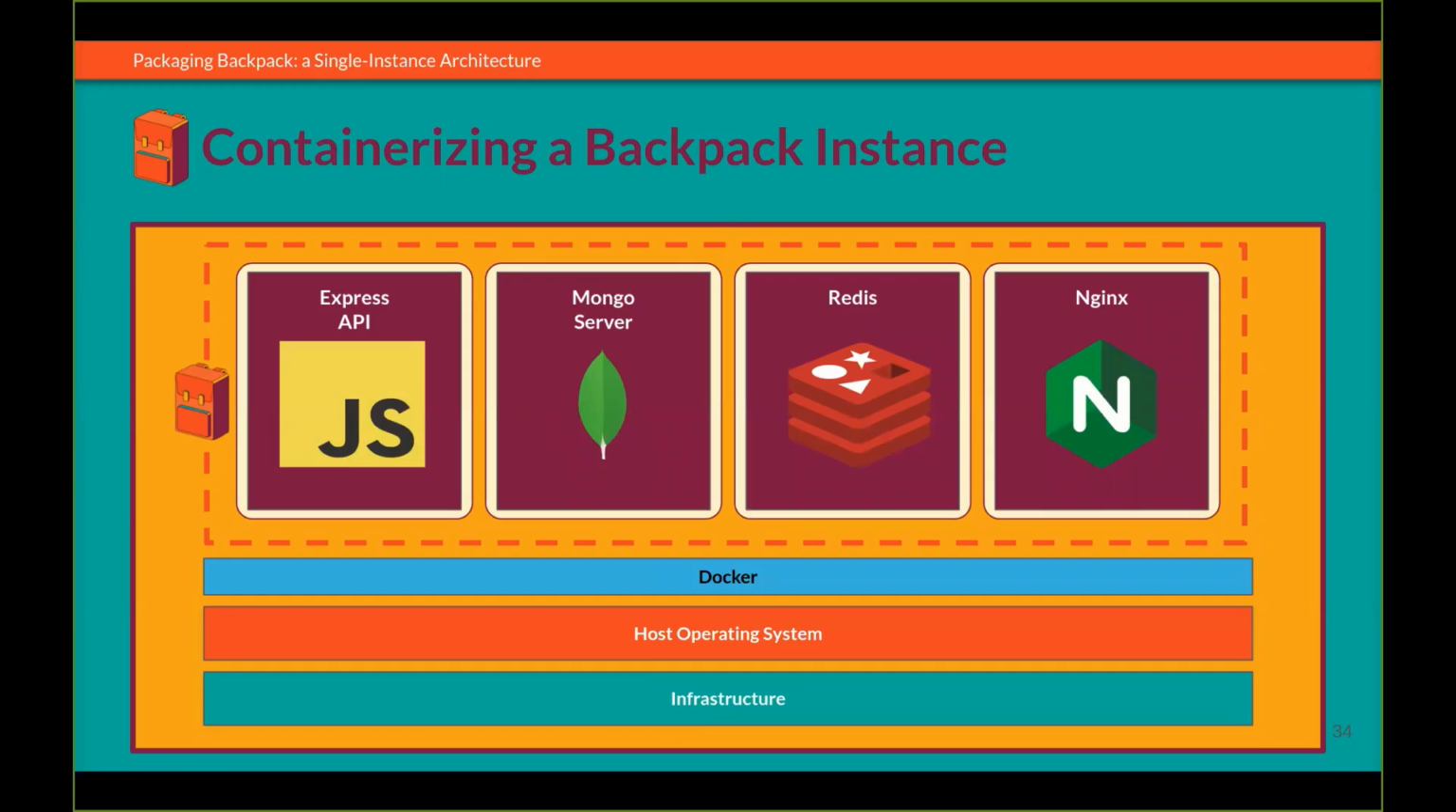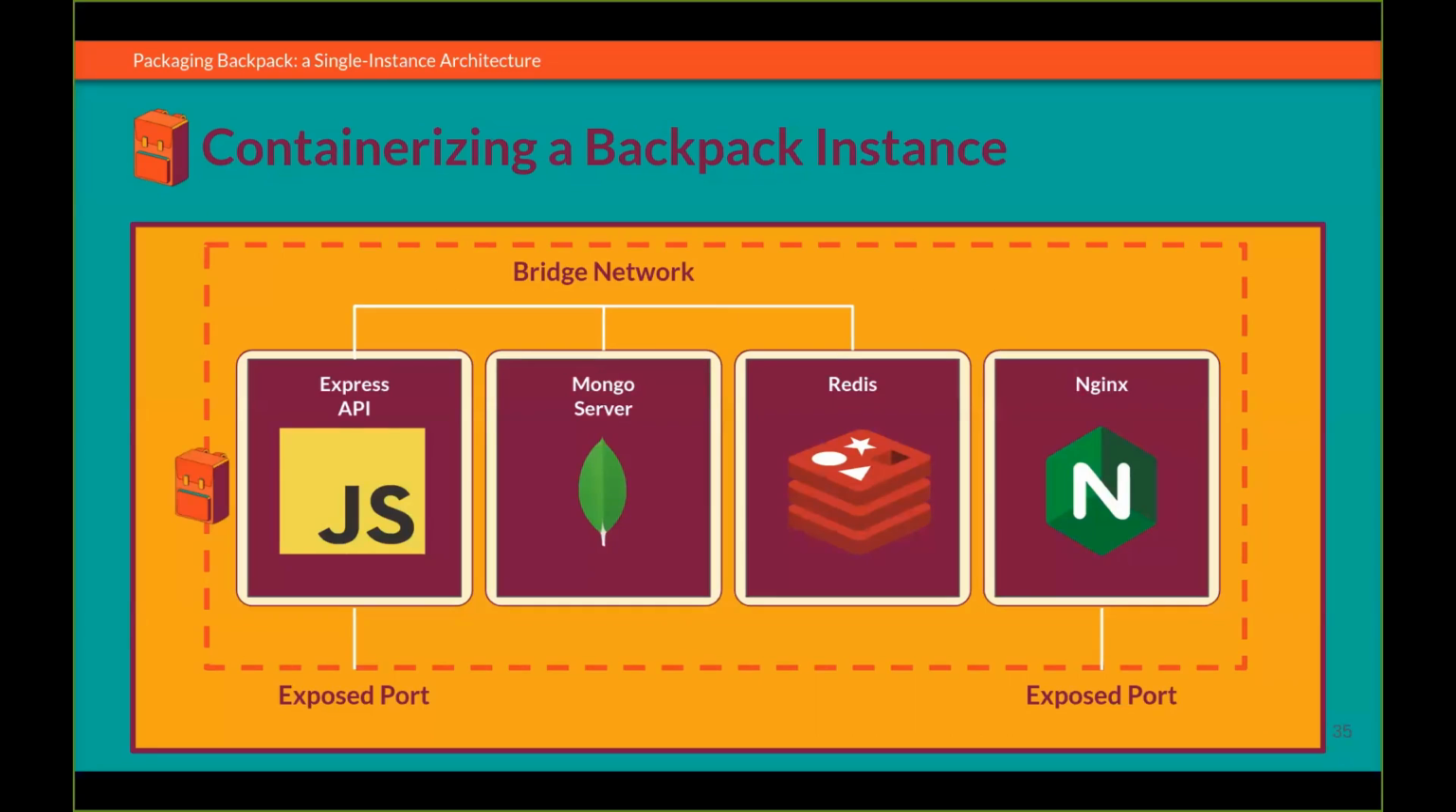So how do we go about containerizing Backpack? Well, containers are meant to run a single process per container. So we're going to zoom in here on just the container operating in its host machine. So again, we have the infrastructure, the operating system, and Docker. And then on top, we have a single Backpack instance. So Backpack has 4 components. It has the Express API that we explained earlier that handles the application code. It has the Mongo server, which handles database interactions, which is the database for storing data. And it has the Redis database for session caching. So each of those is a separate process.